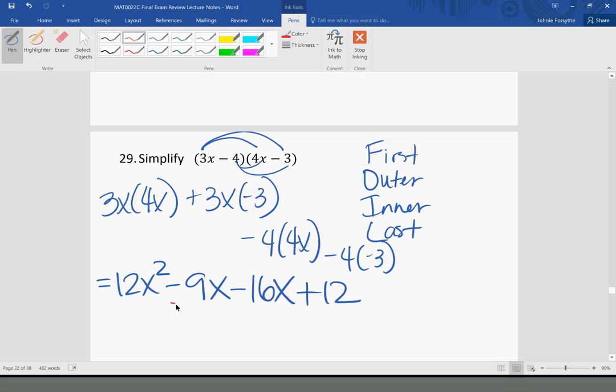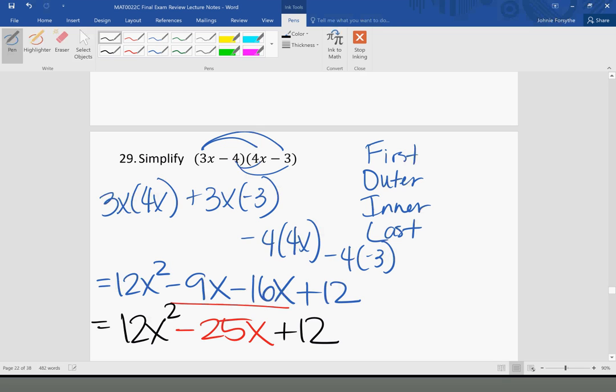And then we have like terms to combine here. -9x minus 16x, we have the same sign, so we're going to add and keep the sign. That'll be -25x. And then we're going to just bring down that 12x squared plus 12. So the final answer would be 12x squared minus 25x plus 12. Okay?